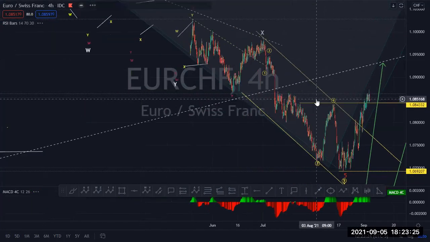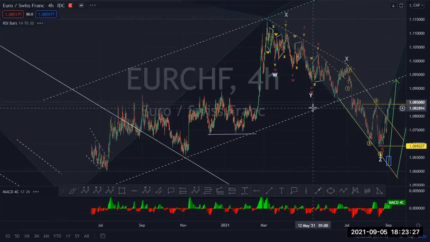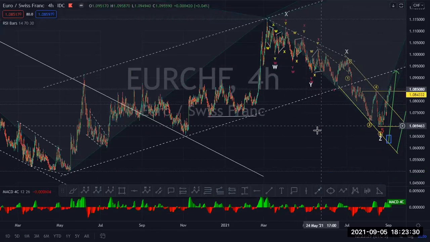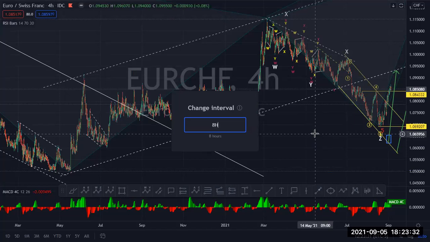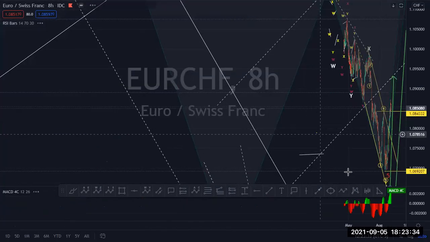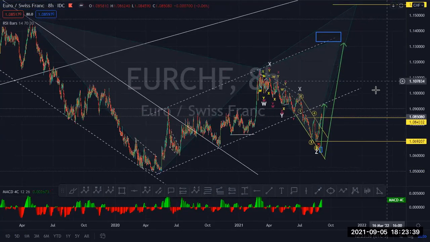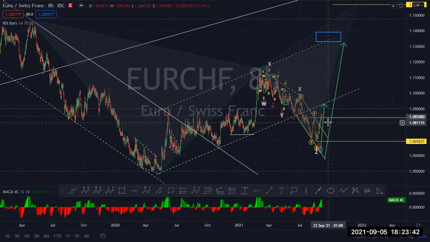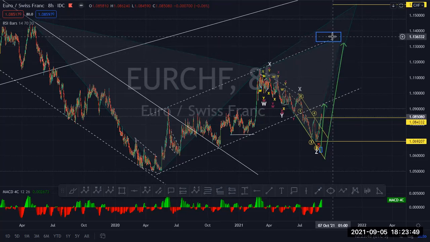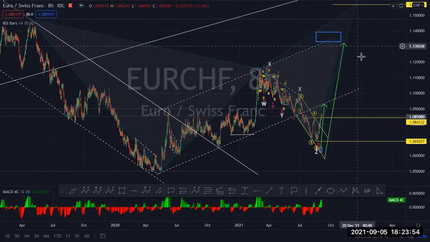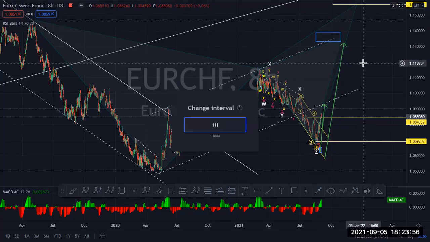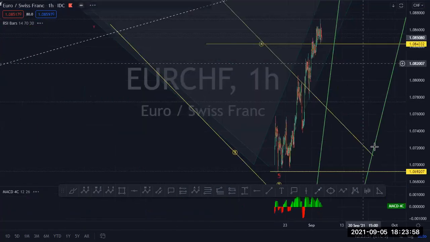And remember, we have a channel, and we have a harmonic pattern we are looking forward to. According to the harmonic pattern, we will see buying to this level, 1.36, in extension 1.54. But now let's focus on the lower time frame and what we have at hand at the moment.